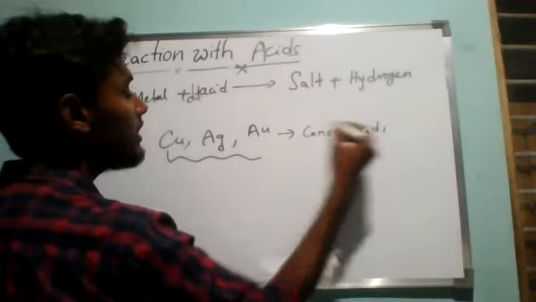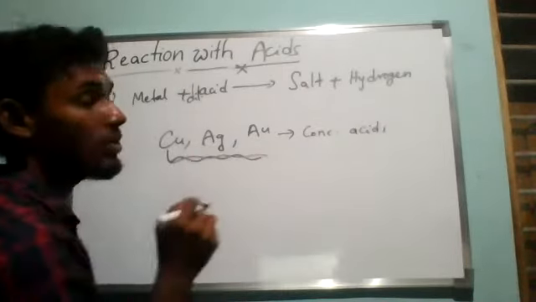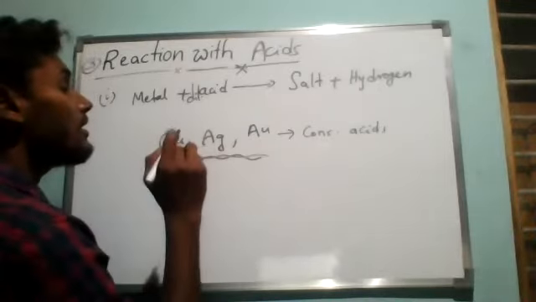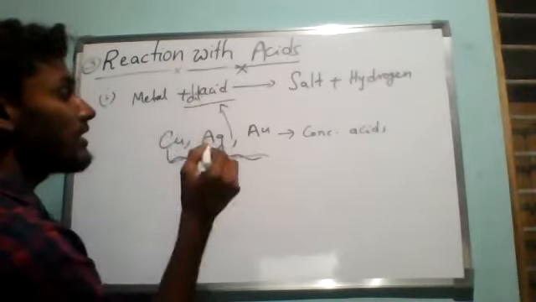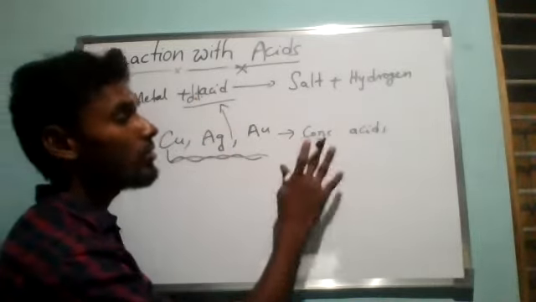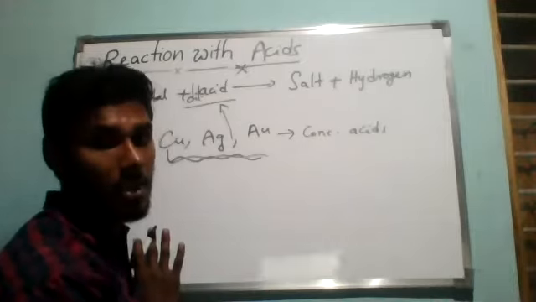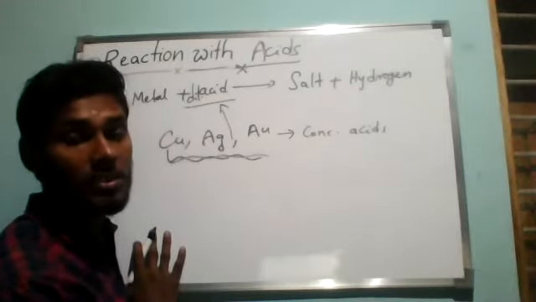Basically these three, the less reactive metals, will never show any kind of reaction with diluted acids, but they will react with the concentrated acids. Understanding? So the vigorous reaction, vigorous means very dangerous.